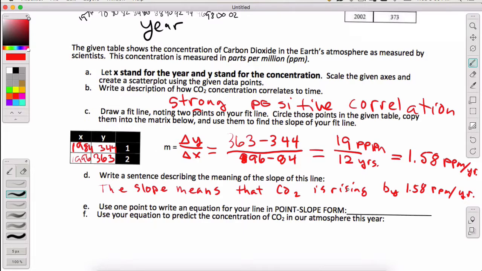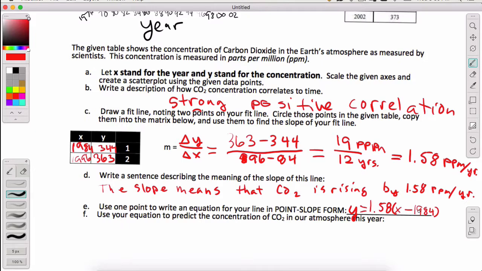So now we're going to write the equation for this in point slope form, okay? We know the slope, that's 1.58, and we have two different points that we can choose from, point 1 or point 2. I'm just going to use point 1 because I'm a linear thinker. So point slope form, you should have it by now, is m, so 1.58 times the x minus the x coordinate. Remember, if I plugged 1984 into this part of the equation, it would turn this whole thing into 0.